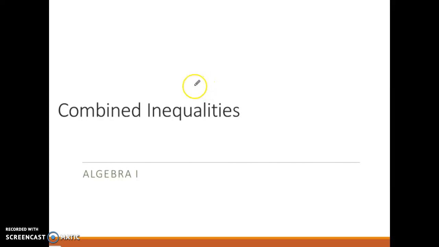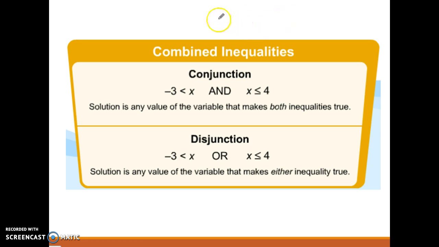So combined inequalities are inequalities that can be graphed on the same number line, and the solutions in the shaded region can fit any portion for that variable that would be shaded on that graph. So there's two main types of combined inequalities. There are conjunctions and disjunctions.